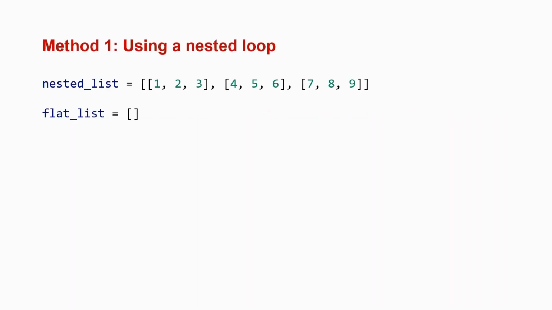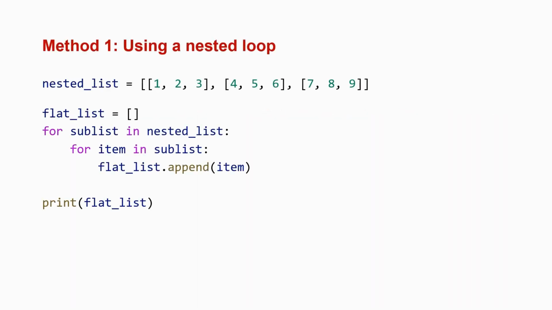Method 1. Using a nested loop. The first method we will use is a nested loop. This is the most basic method, but it can also be the most inefficient. Here is an example of how to flatten a list of lists using a nested loop. This code will print the following output.